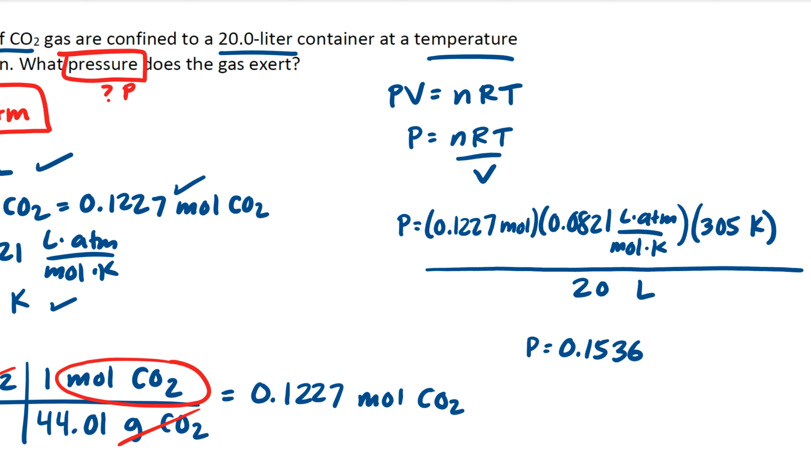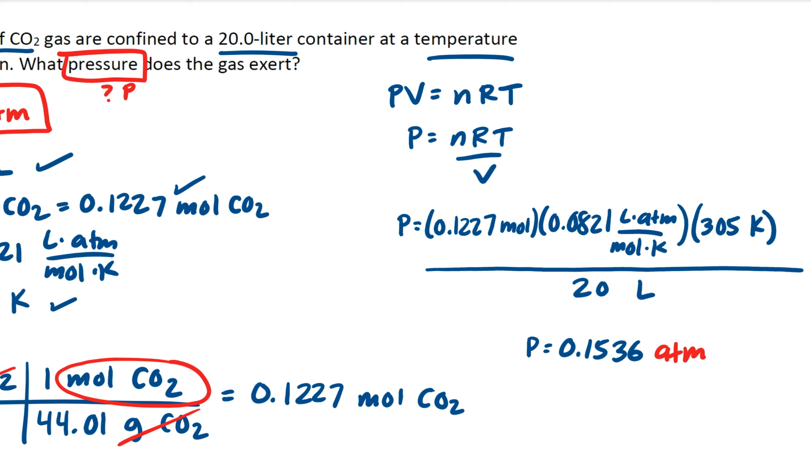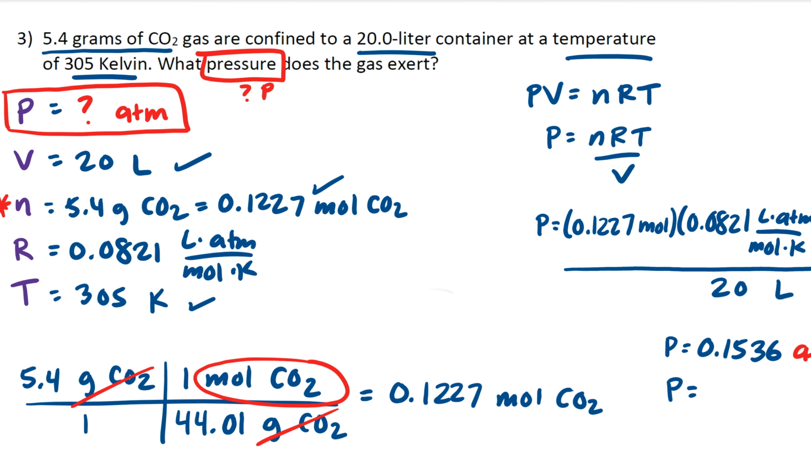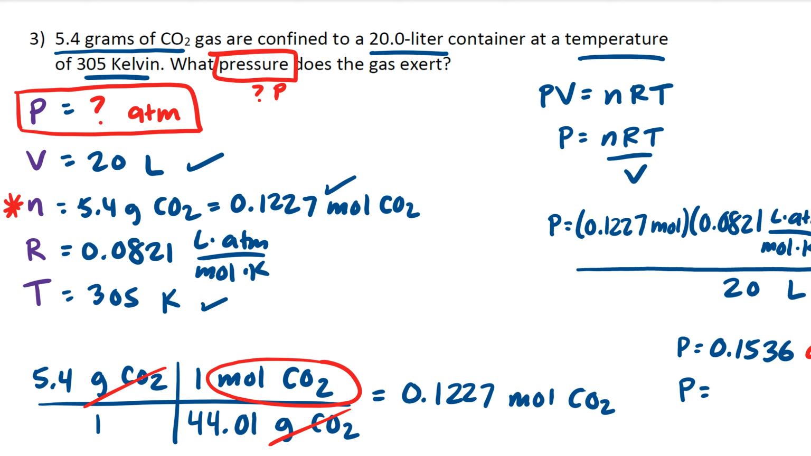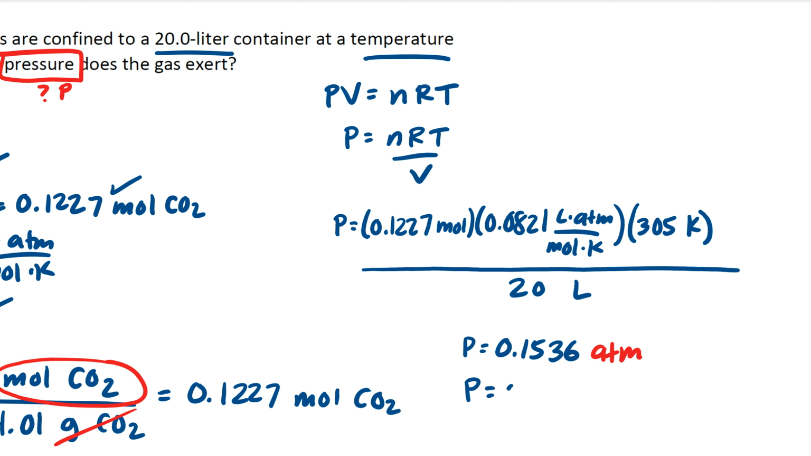I'm going to calculate a pressure of 0.1536, and don't forget that we already said that our unit was going to be ATM. And our final thing is to round for sig figs. We want 2 sig figs in our answer because we have 5.4 grams of CO2, which is just 2 sig figs. So this rounds to 0.15 ATM as our final answer.